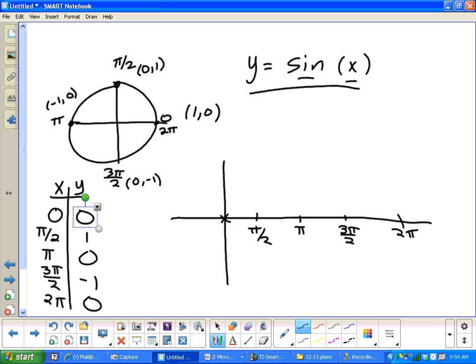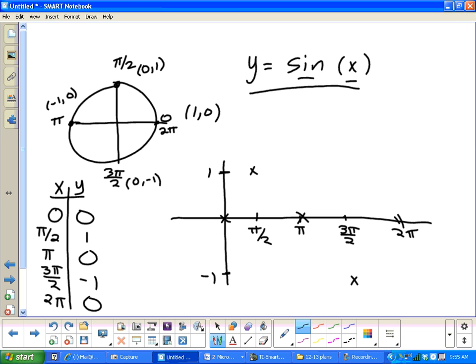Now, all right, at pi over 2, what's the y value there? 1. Okay, so at pi over 2, it's going to go up to 1. All right, now at pi, where does it go to at pi? Back to 0. All right, at 3 pi over 2, goes down to -1. So we'll put down here -1. So we got 1 to -1. So at 3 pi over 2, it's going to be down at -1. And now at 2 pi, it goes back to 0.